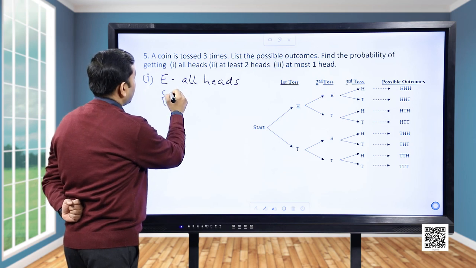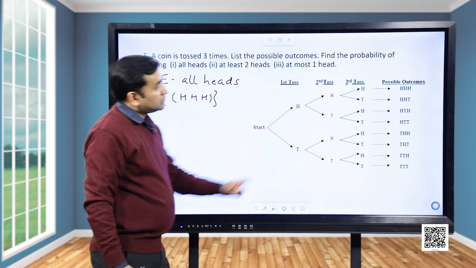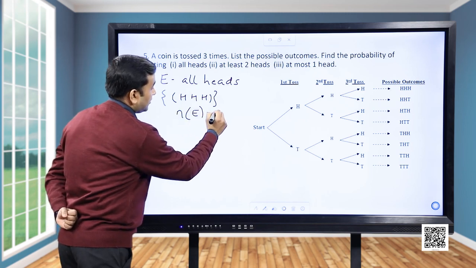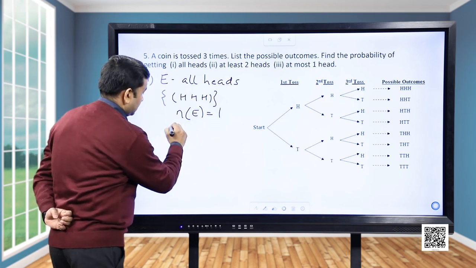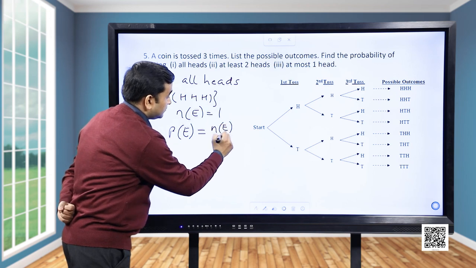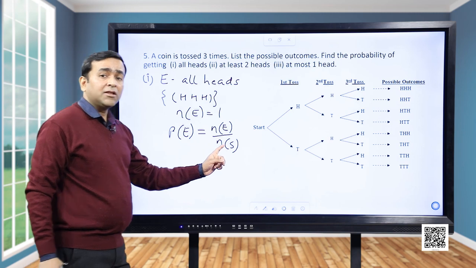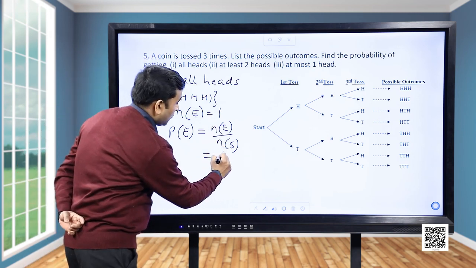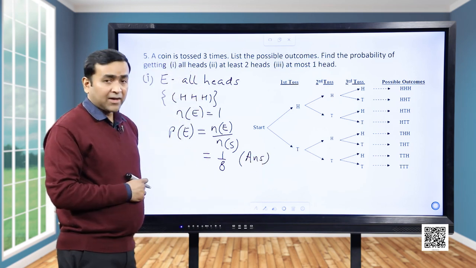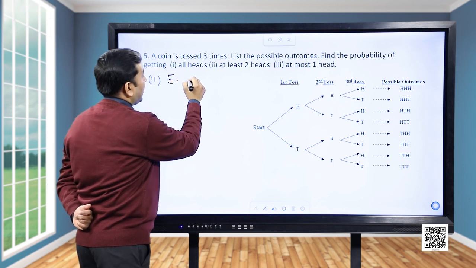That means, what is our favorable outcome? This is H, H and H. Any other? You have all the possible outcomes here. Look at these. So, the number of favorable outcomes is 1. So, what is our probability? This is the probability of the event, n(E) upon n(S), that is, number of favorable outcomes upon number of all the possible outcomes. Okay. And this is equal to 1 upon 8. And this is our required answer for the first part. Let us move to the second part. So, let E be the event that we get at least 2 heads.